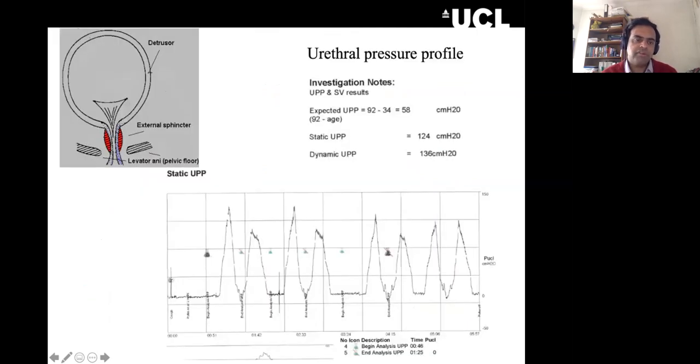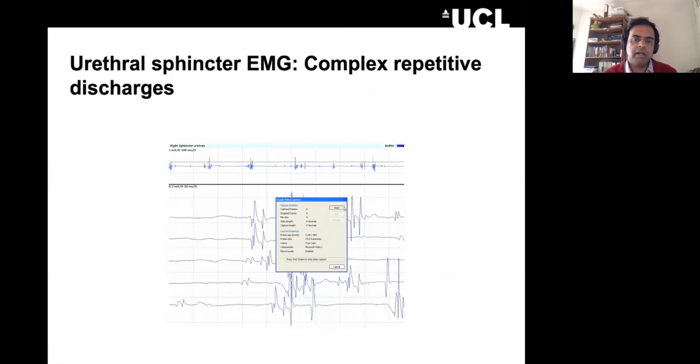Now, this patient undergoes a test which measures the pressure within the urethra, and this is called the urethral pressure profile. And as compared to an age expected value of 58, hers is more than double, so an extremely high pressure. So this is now telling you that yes, there is something problem at the urethral outflow, that for some reason the pressure within the urethral tube is high. So a urethral sphincter EMG is then performed, and I will play 2 recordings.